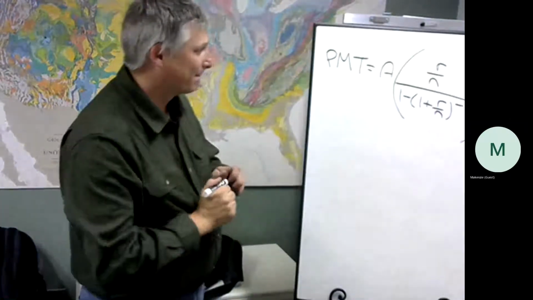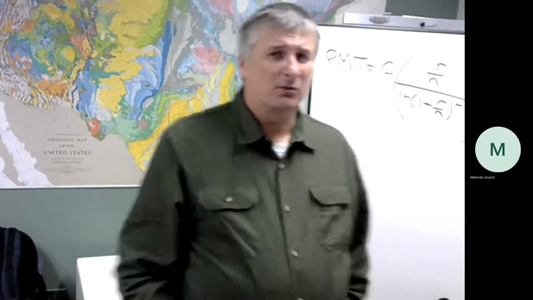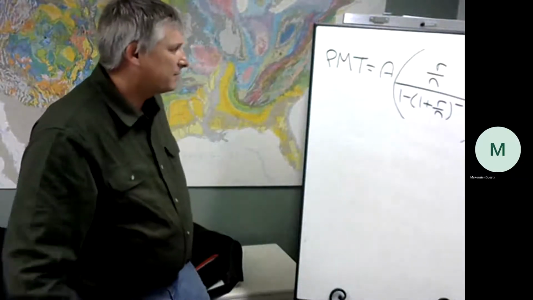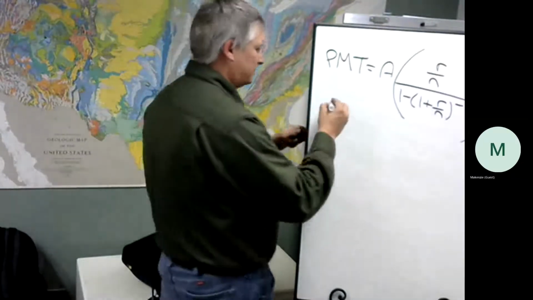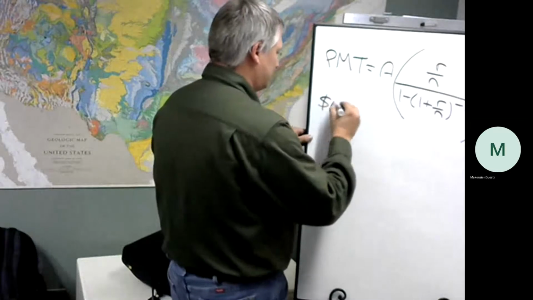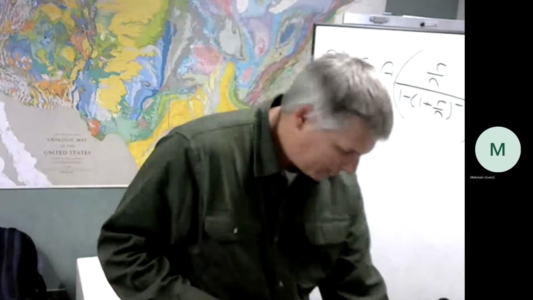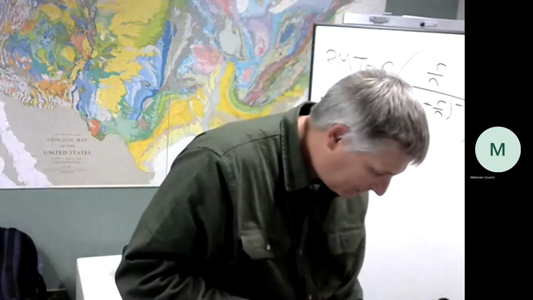Monster formula. You want to divide and conquer with this. So let's say we have a problem where you borrow, say, $10,000. And let's take a look at a question here. Let's see if they call this interest rate.